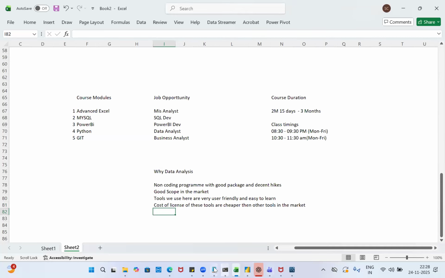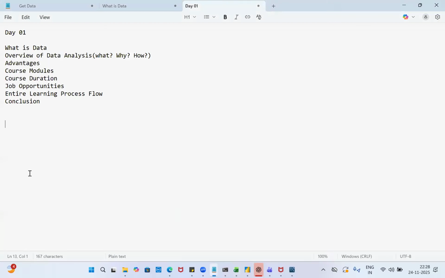So let me go back to Notepad now. Yes, we are done with all this. Now the entire learning process flow. The first one here is classroom sessions, which involve a lot of case scenarios we are going to cover along with theory and practicals. And also a lot of homework is given, even notes are given. Practicals, notes, homework, everything is given in the first 2 to 3 months.